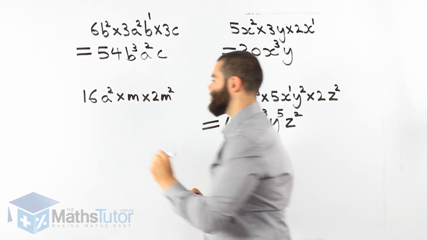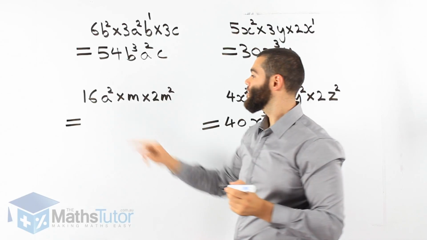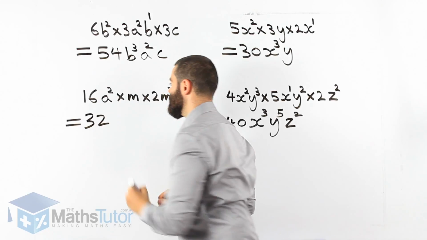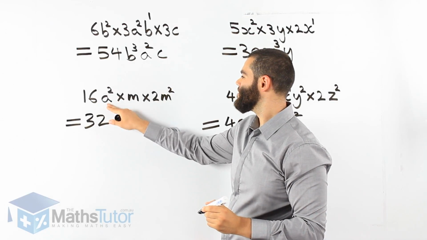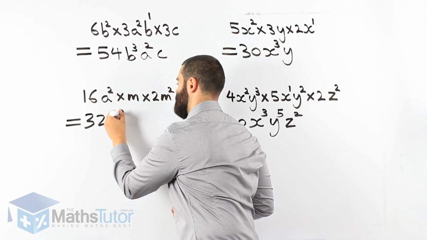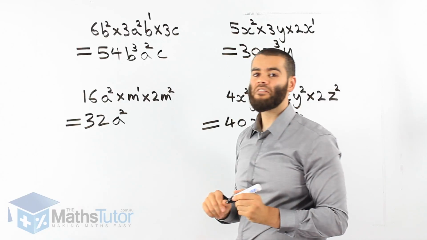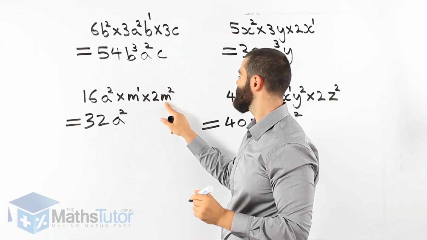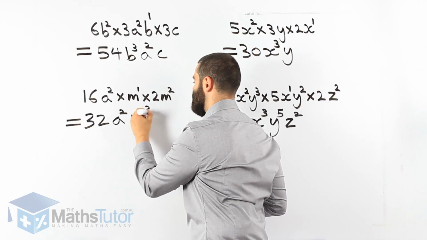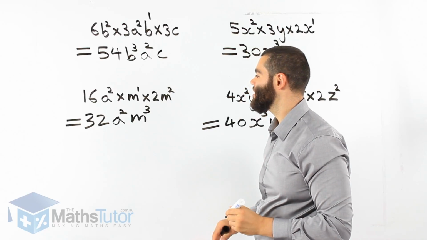Last one. We do the numerals first. 16 times 2, 32. A squared, does it have another base that is an a? No. A squared. M, it has to the power of 1. It's an invisible 1. M times m to the power of 2. We add the indices. 1 plus 2, 3. 32 a squared, m to the power of 3 is our answer.